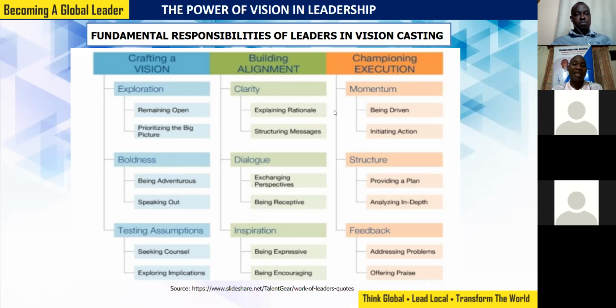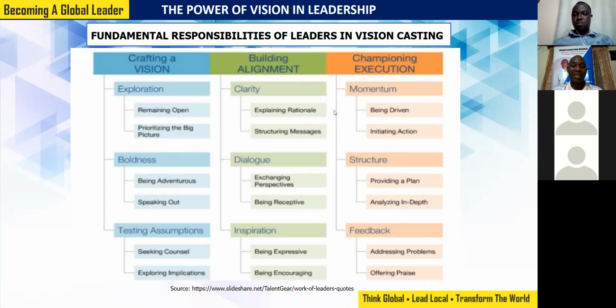So building alignment, when you craft, then you move to how do I build alignment in terms of clarity, in terms of dialogue, engagements, in terms of inspiring those that I target to work with them in that vision.